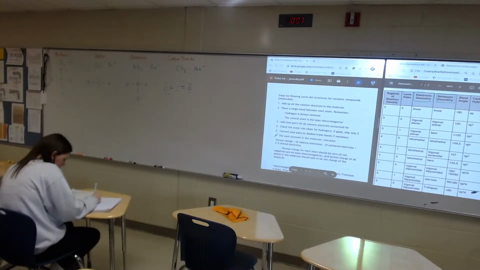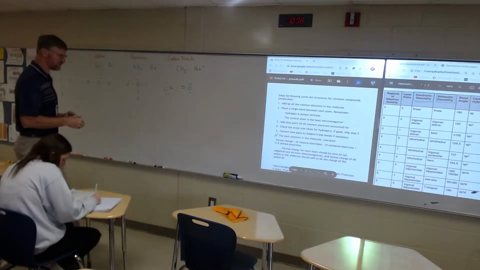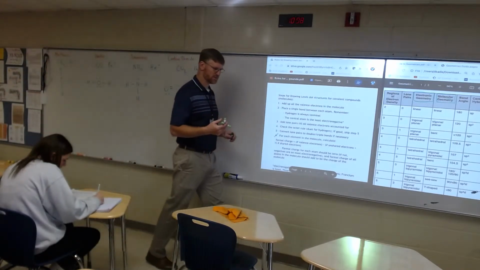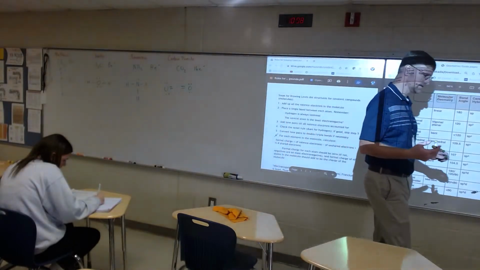So what in the world's the difference? There's my little model though. So electronic geometry, can we jot this down right quick? Electronic geometry is the arrangement of regions of electron density. It's basically the arrangement of the electrons. The molecular geometry is the arrangement of the atoms. Sometimes they're the same, a lot of times they're not.